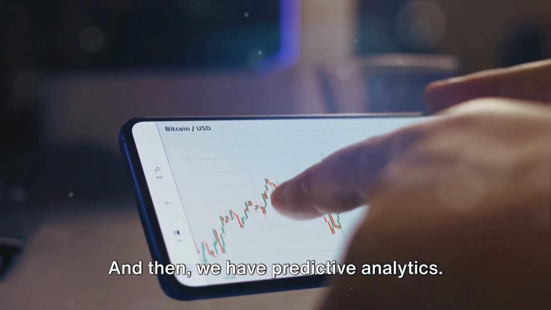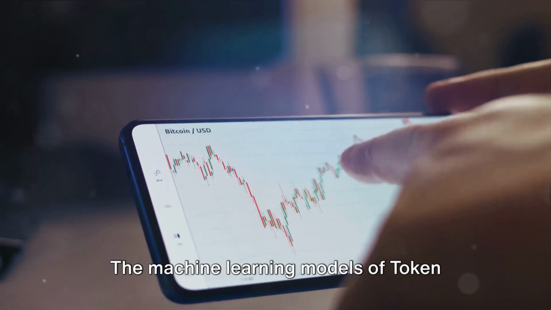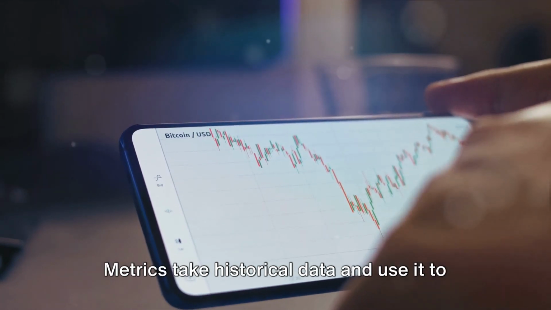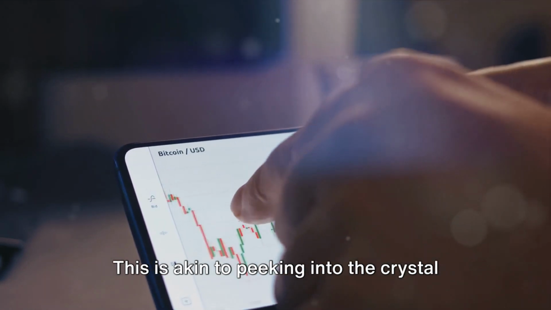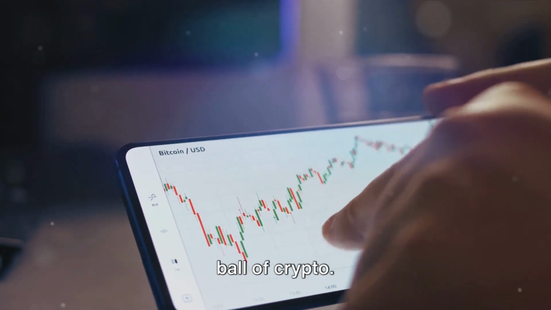And then, we have predictive analytics. The machine learning models of Token Metrics take historical data and use it to predict potential future price movements. This is akin to peeking into the crystal ball of crypto.